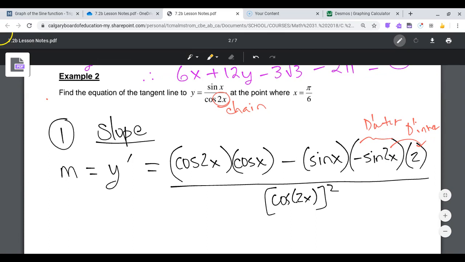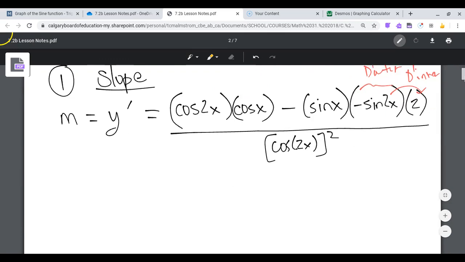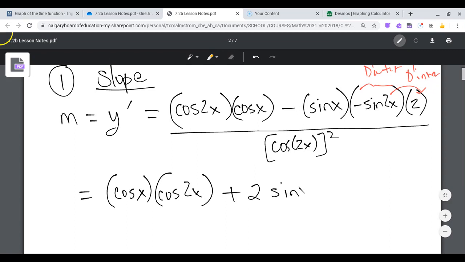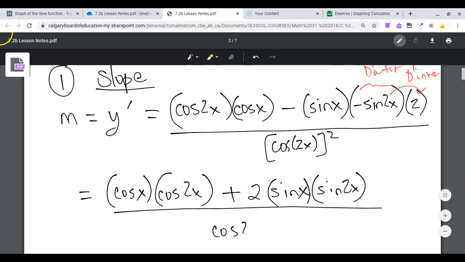Okay, so really there's not much to do with this. The calculus is done. I might just tidy it up a little bit so it's just easier to substitute in. So I have cos x multiplied by cos 2x. Two negatives make a positive, and then I have a 2 sine x sine 2x, all divided by this cos 2x squared on the bottom.